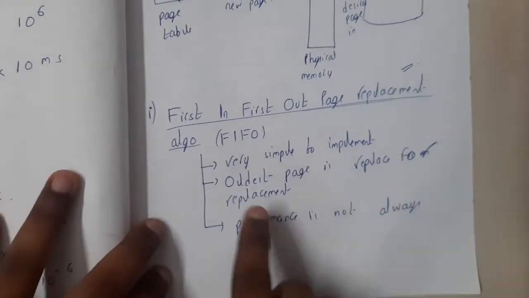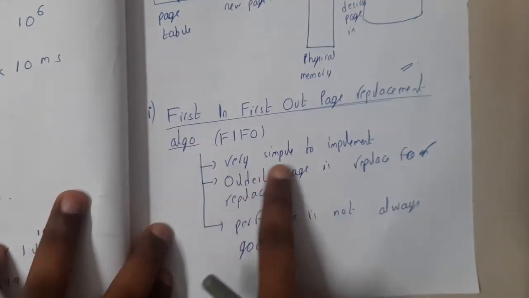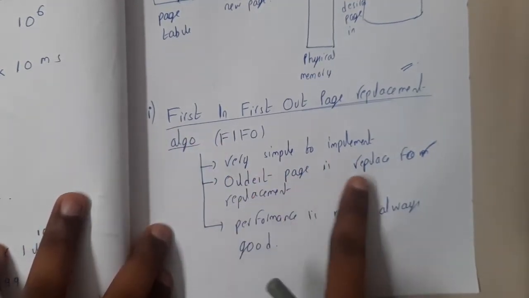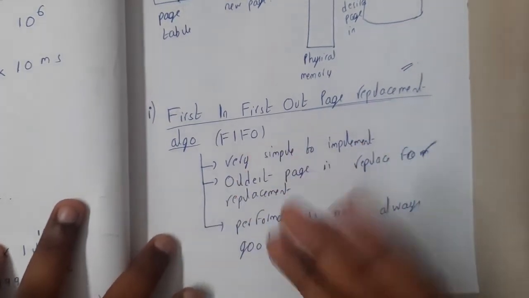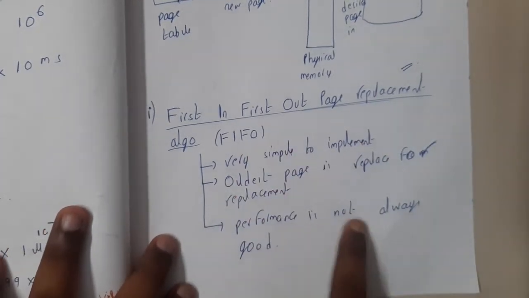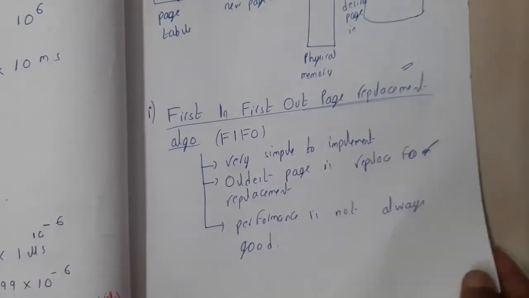So what is the concept about FIFO, guys? You are going to push the person who came first outside. It is very simple to implement. The oldest page is replaced. Whoever came first means the oldest guy. Similarly, performance is not always good, guys. We cannot say, because it completely depends on luck.